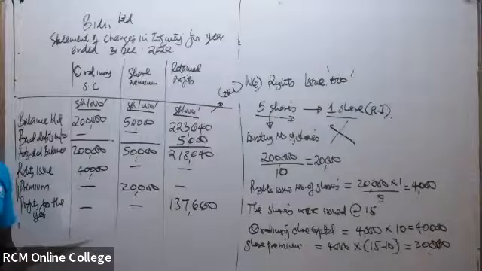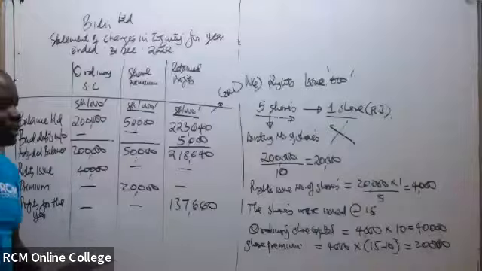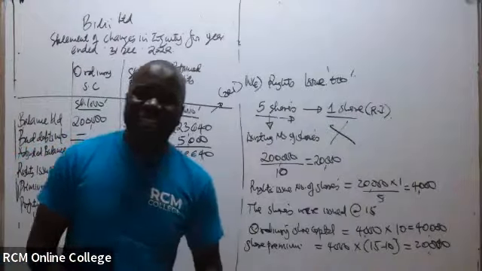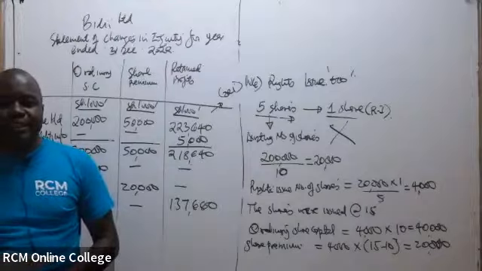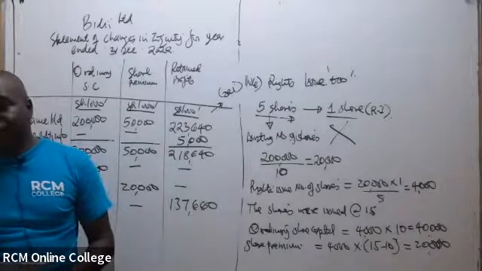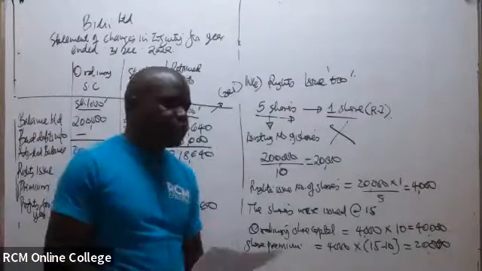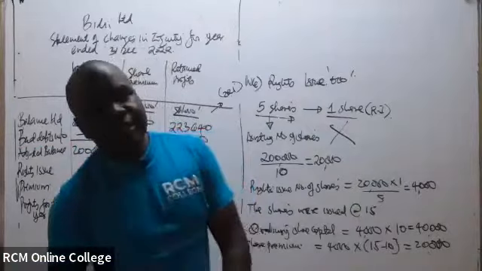What if the shares are issued at a value less than the par value? That is what we call issuing the shares at what? At a discount. That is having to issue the shares at a discount. Issuing shares at a discount.